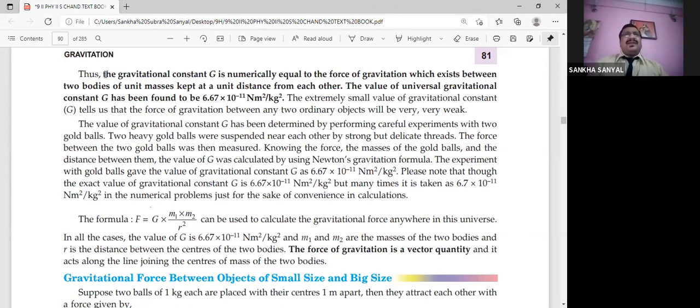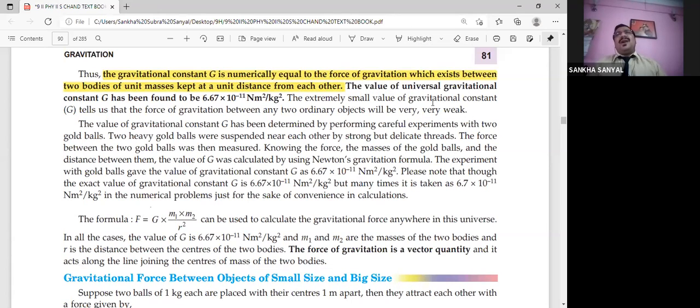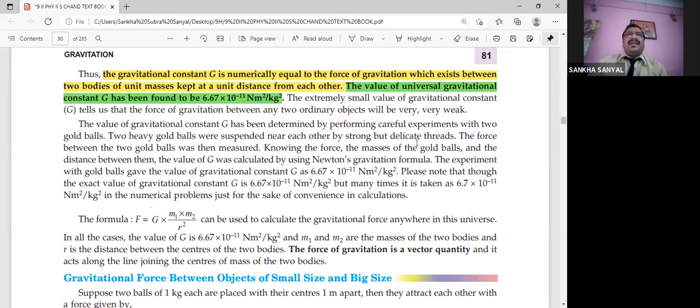The gravitational constant G is numerically equal to the force of gravitation which exists between two bodies if they are of unit masses and kept at a distance of 1 meter, that is, unit distance. The value of the universal constant, as I have discussed, I reiterate once again, is 6.67 into 10 to the power minus 11.